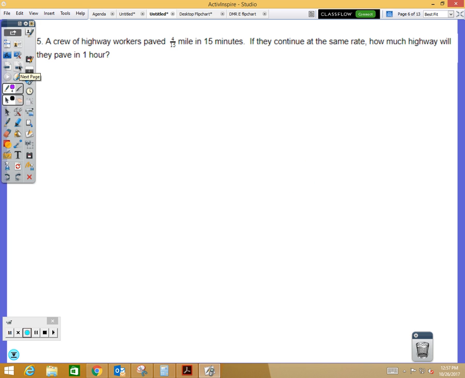Question 5. A crew of highway workers paved 4/15 mile in 15 minutes. If they continue at the same rate, how much highway will they pave in 1 hour? What do you know about 15 minutes versus 1 hour? What do you know about the relationship there? 15 minutes is 1/4 of an hour. Very well said. How many 15-minute blocks does it take to get to 1 hour? 4, right? If we think about a clock, 1 o'clock to 1:15 to 1:30 to 1:45 to 2 o'clock. So it would take 4 of them.